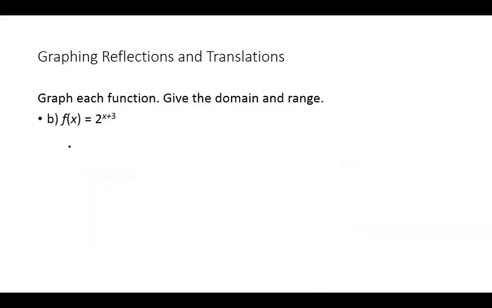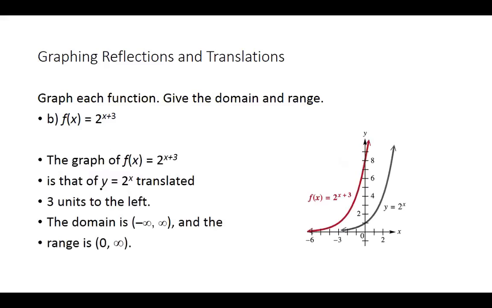Here we have f of x equal to 2 to the power of x plus 3. You want to graph this and find the range and domain. If you recall, we know how to graph y is equal to 2 to the power of x. We looked at the shape of that. This would be the same graph, except you translate this 3 units to the left. So because we have x plus 3, we shift this to the left 3 units.